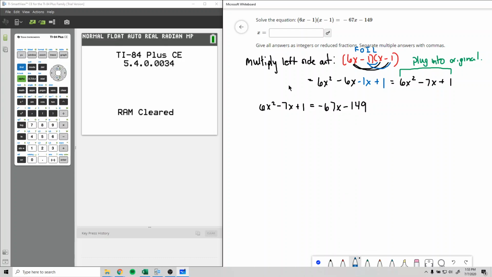Now it should be more straightforward to see why we need to get 0 on one side. It's because we want to factor it. We have different powers of x, which means we're going to factor it. So we got to make one side 0. It's a little bit easier to make the right side 0 because there's only two things over here. So we're going to add the 67x to each side, and we're going to add the 149 to each side.